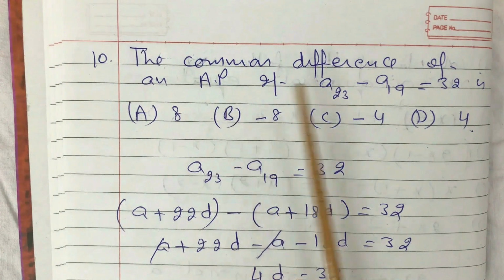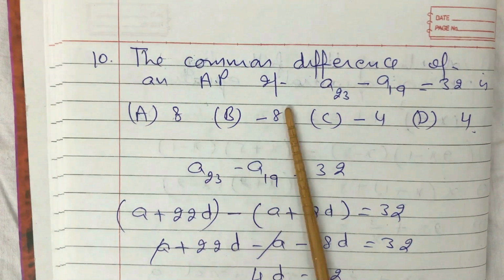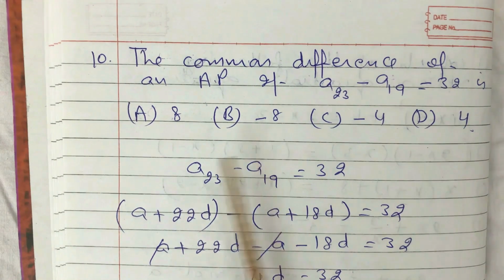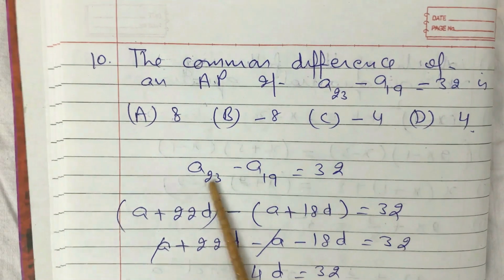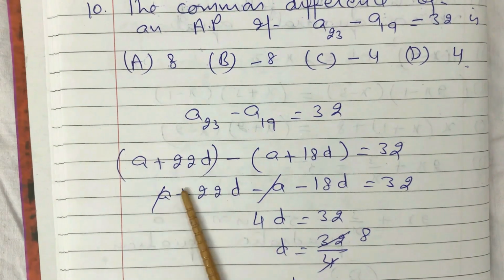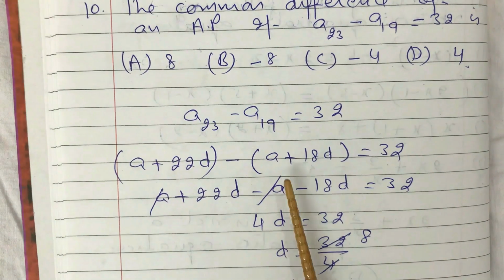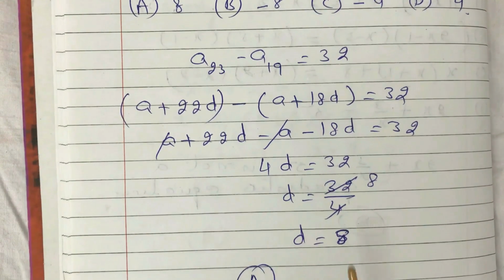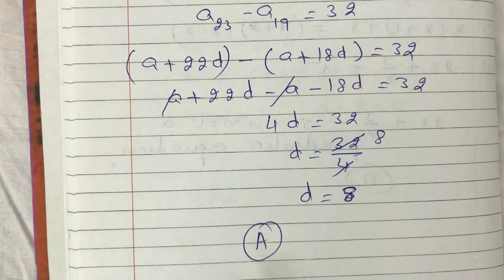10th question, the common difference of an AP. If A23 minus A19 is 32, there are 4 options. Now this is given to us. I am to find D. So A23 is A plus 22D. A19 is A plus 18D. And find the value of D. This will come out to be 8. So A is the option.